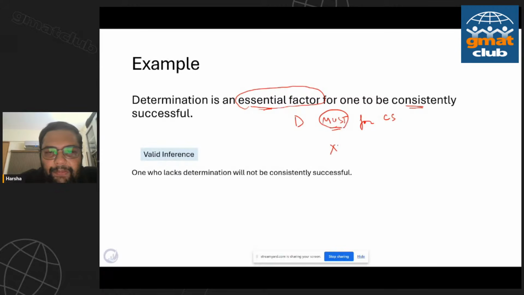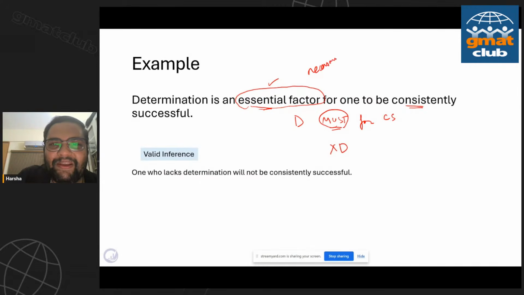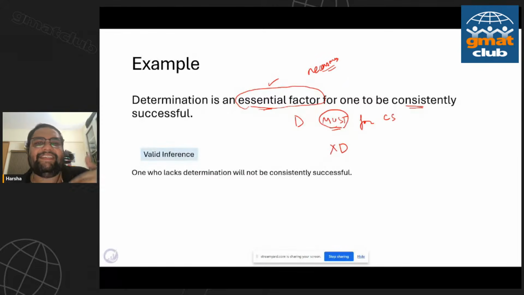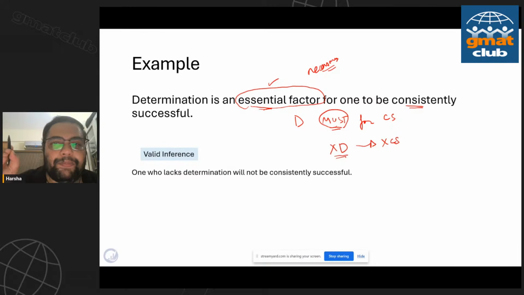You might not be determined, and if you're not determined, you're not going to be successful, right? So the meaning of must or essential, or for those of you who like the very well-known CR terminology, the word necessary should come to mind. Determination is an essential or necessary factor for one to be consistently successful. But what the author is really trying to tell you is, if a person is not determined, there is no way this person is going to be consistently successful. I hope that is clear.